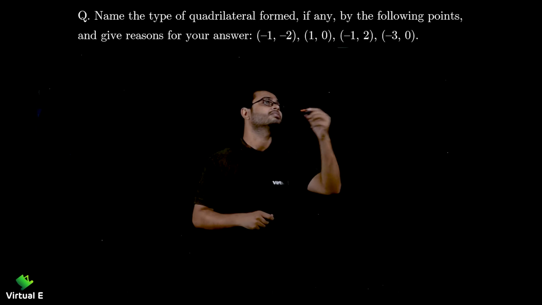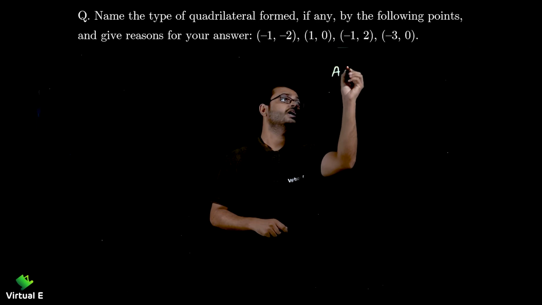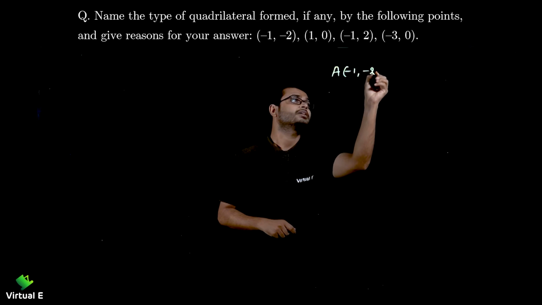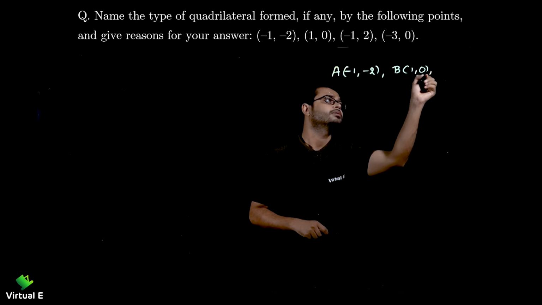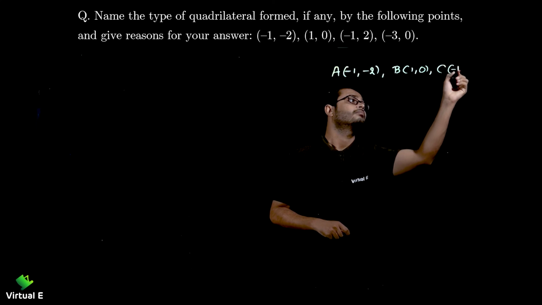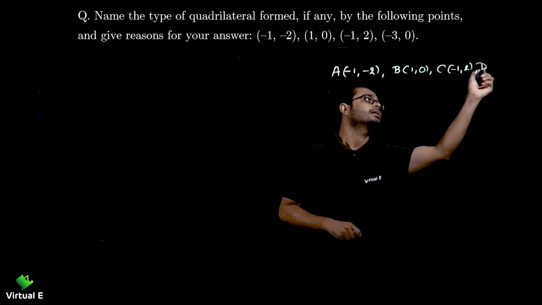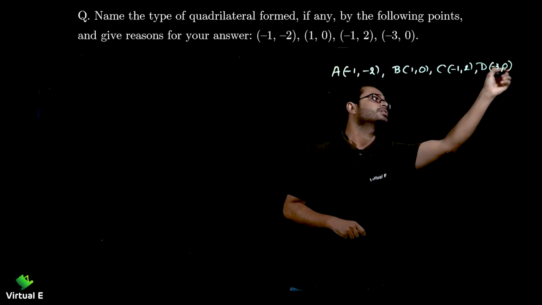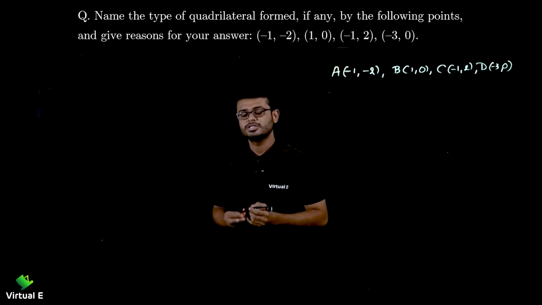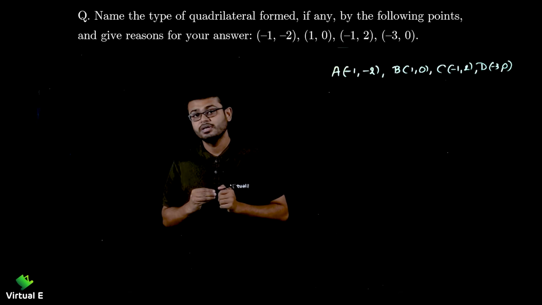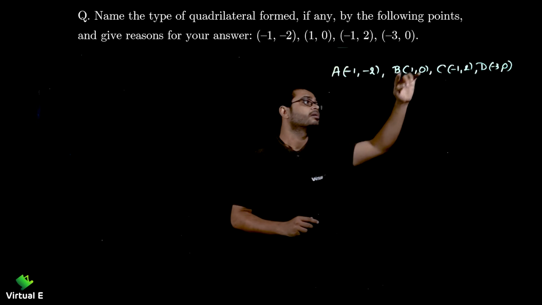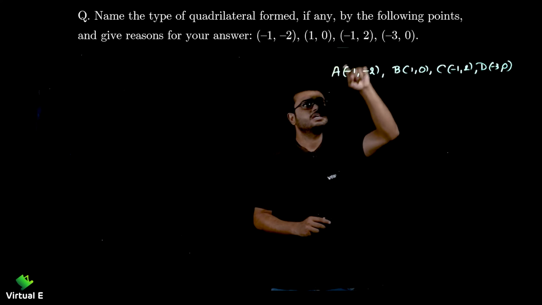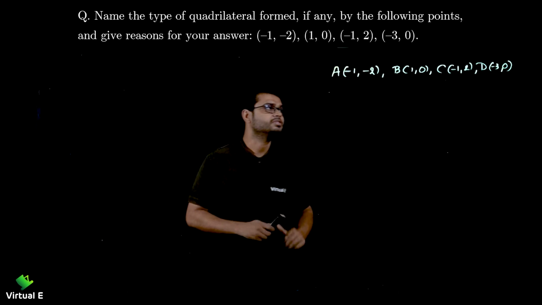Okay, so let's start. The first I am taking as A (-1, -2), B (1, 0), C (-1, 2) and D (-3, 0). So my 4 points are here. So what was the first step? Remember, the first step is to find all 4 sides, AB, BC, CD and DA. So let's start with the AB first.